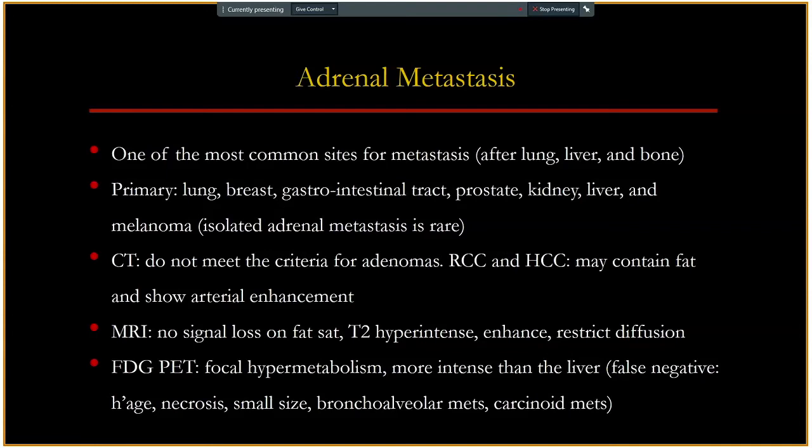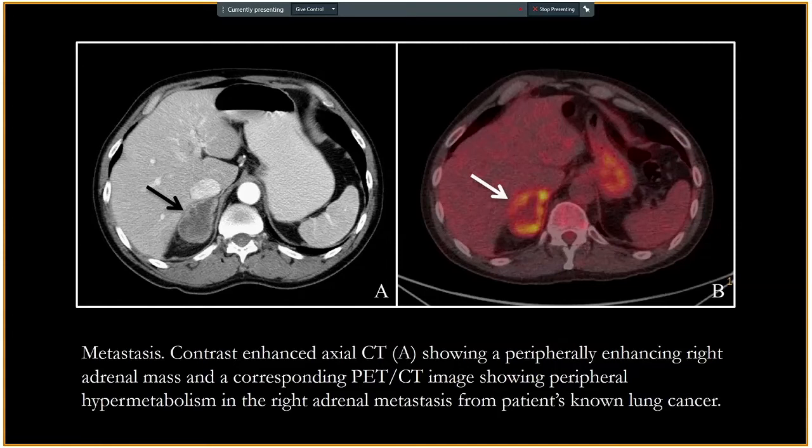Okay, so let's look at some examples. Here is a CT scan showing a tumor arising from the right adrenal with some central necrosis, peripheral enhancement, and look at the corresponding FDG PET. There is peripheral hypermetabolism. This was a patient with lung cancer, and this tumor in the right adrenal is metastatic disease from the patient's lung cancer.